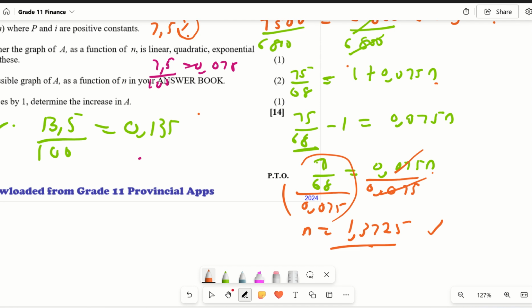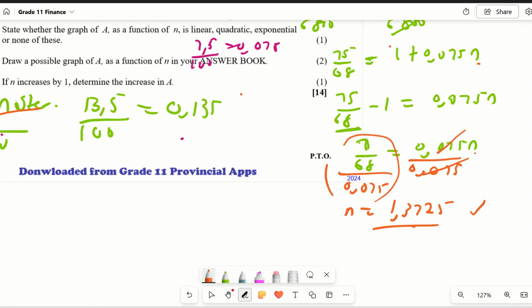Can you guys tell me what the answer is? You can punch this into your calculator like 7 divided by 68, and then divide by 0.075. You still get the correct answer there. Waiting. Junior, what do you get? Amu, what do you get? Mholi, you get the same answer, yeah? So you got an answer of 1.3725.